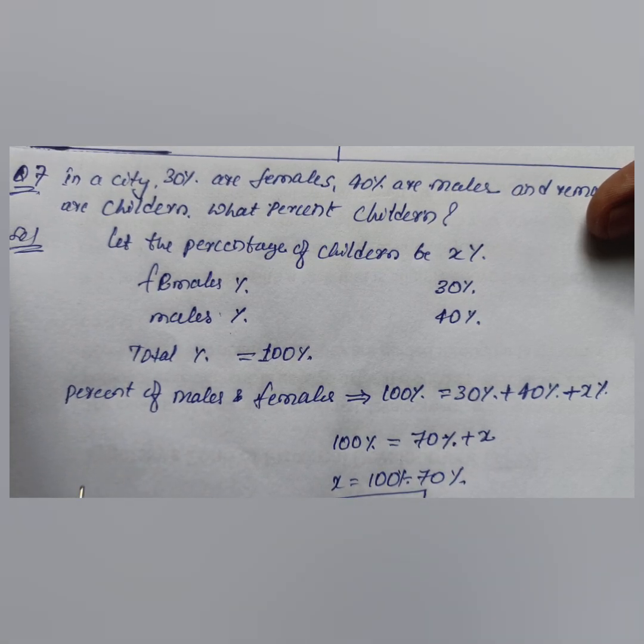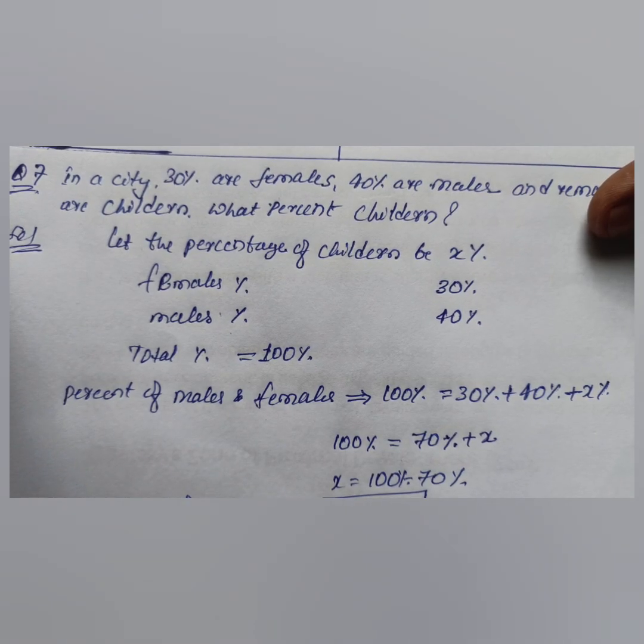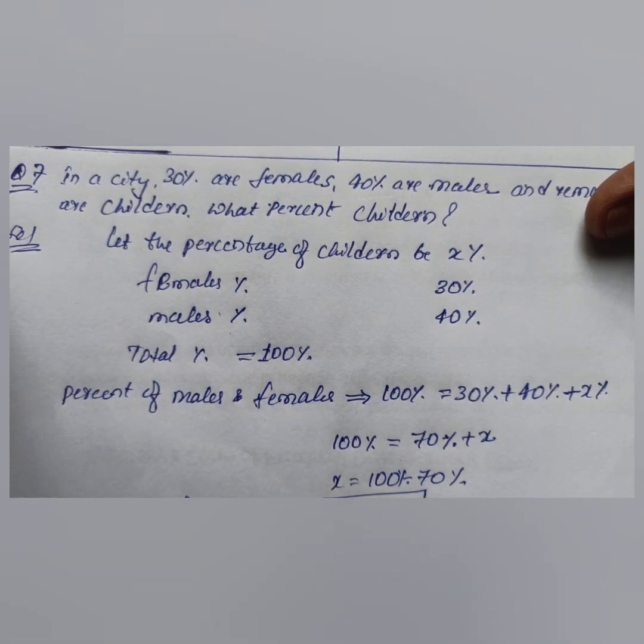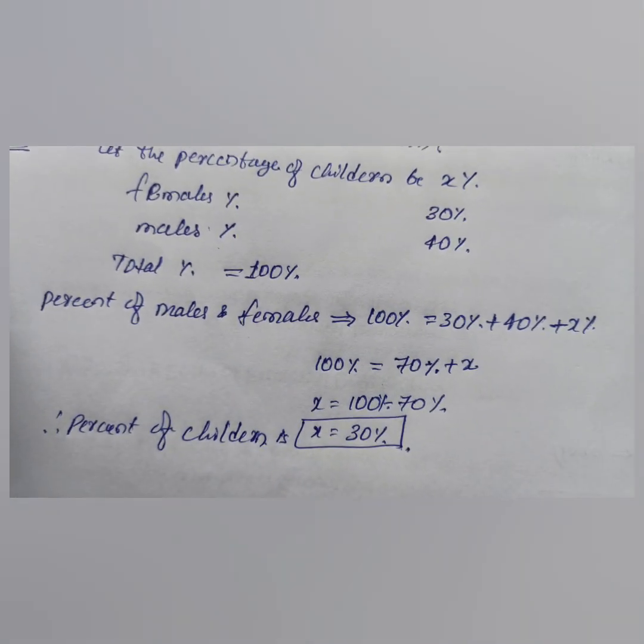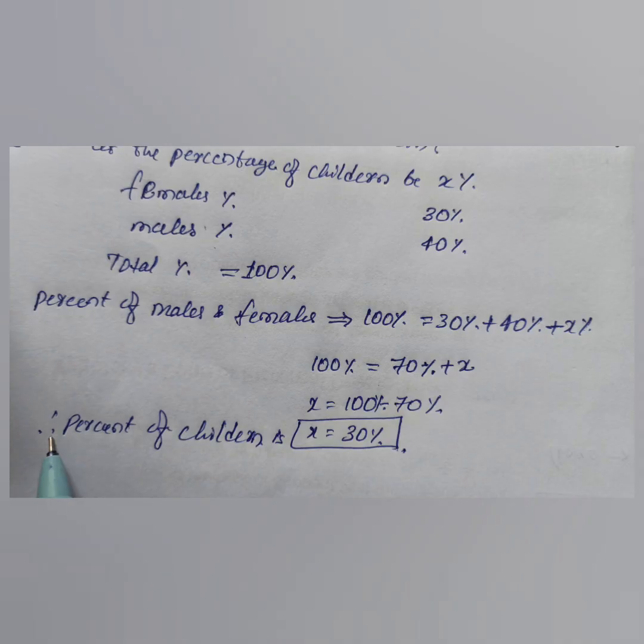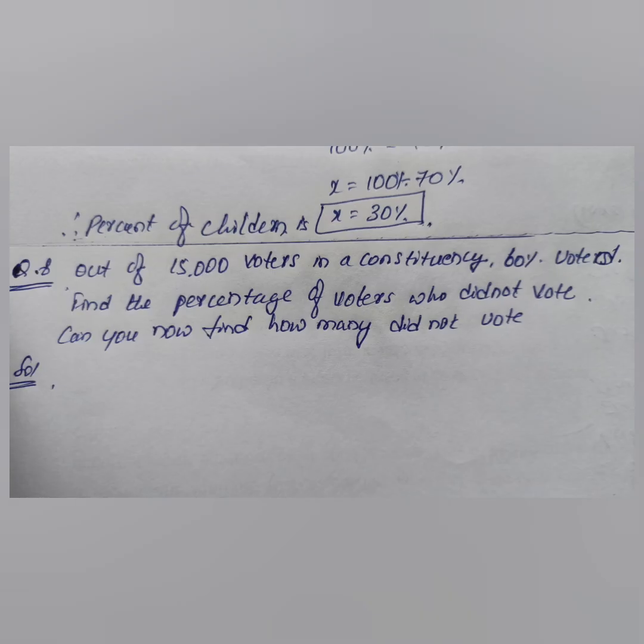Therefore, the percentage of children is equal to 30%. 30% of the population in the city are children.